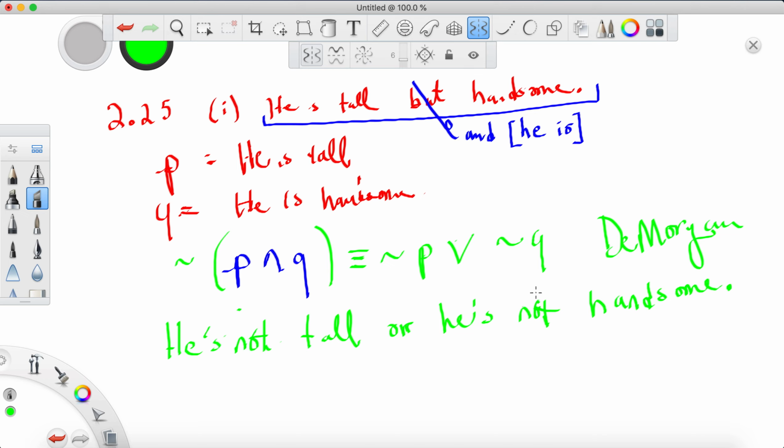And another way of saying this, I guess it just depends on what you consider to be the most simple. You could also say he's neither tall nor handsome. So that's another way of saying it. He's neither tall nor handsome.